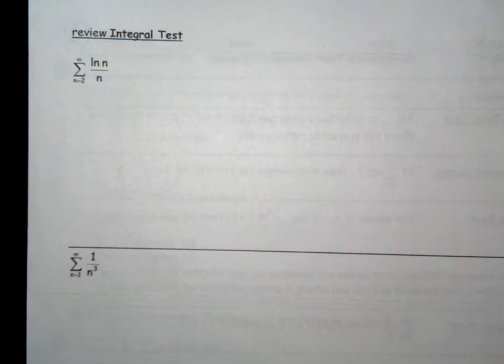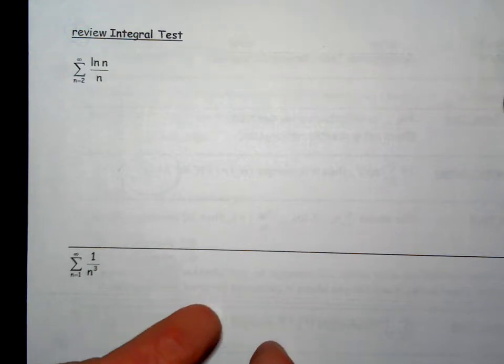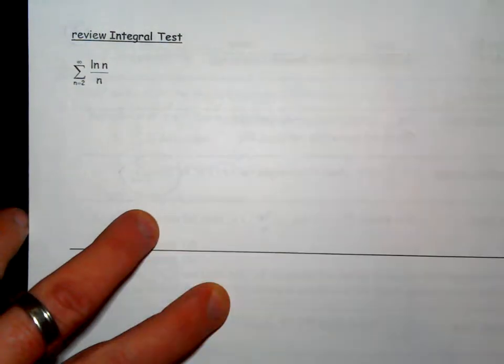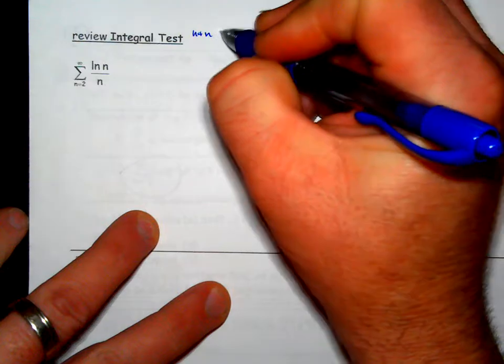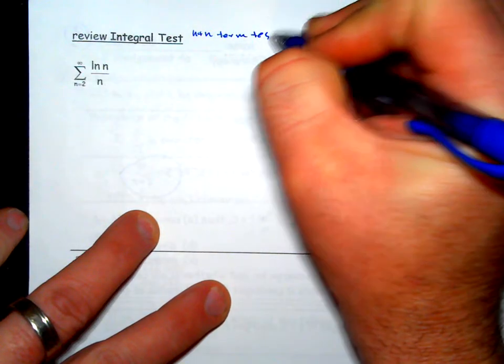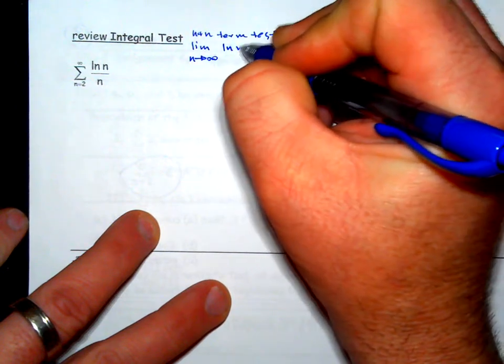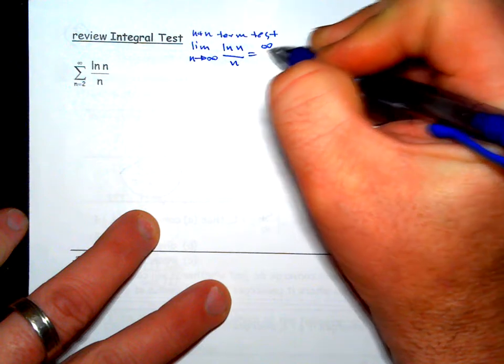These are all number series on the back, so we're not looking at intervals of convergence. We're just looking at getting a converges or diverges answer, one or the other. We could try the nth term test real quick. That would be the limit as n goes to infinity of natural log of n over n. If we just plug those in, we're getting infinity over infinity, which is indeterminate. We can use L'Hopital's rule.